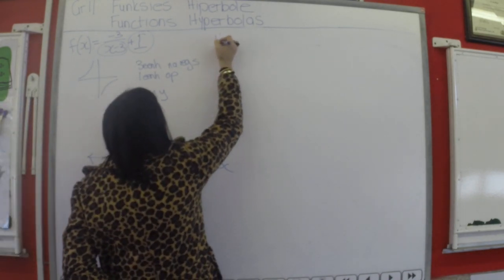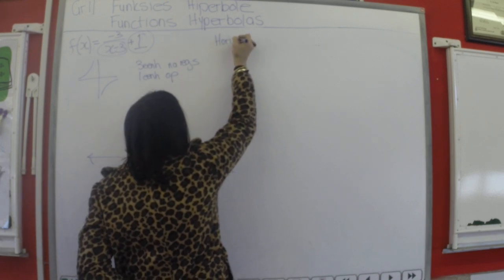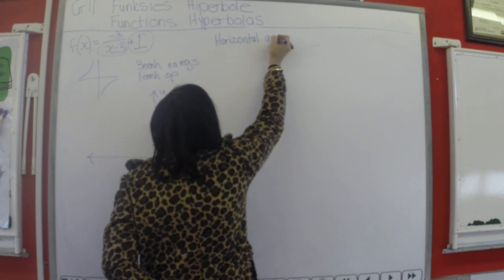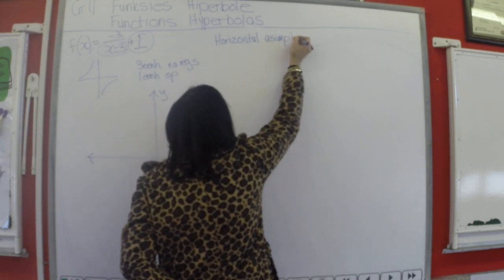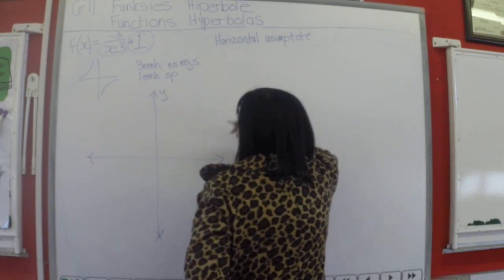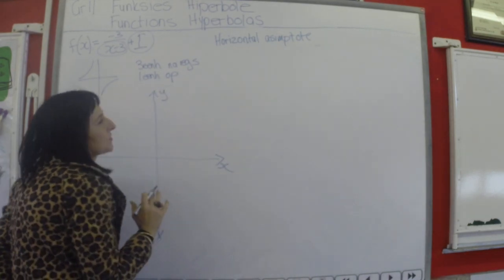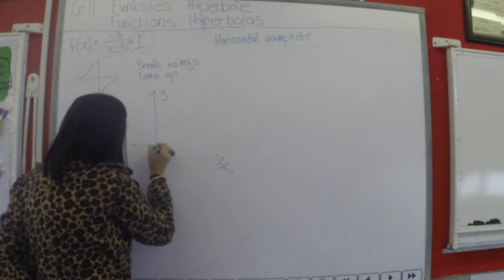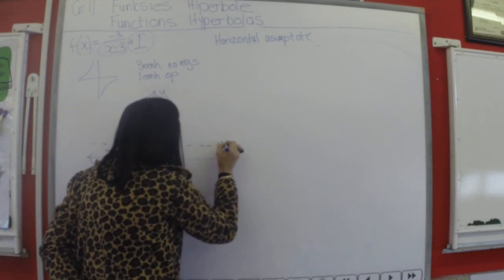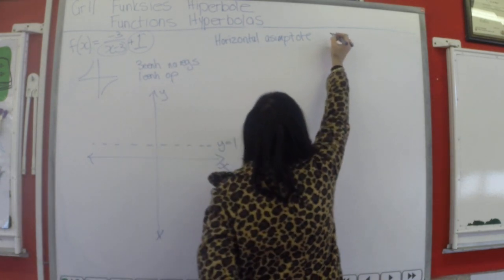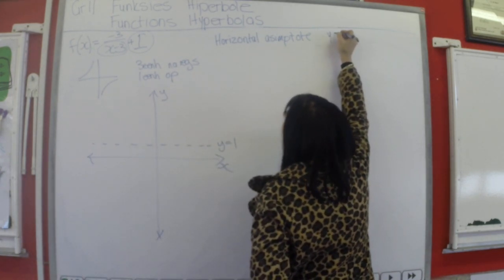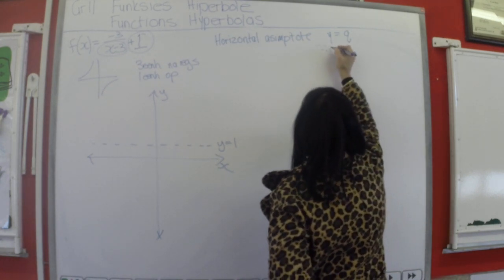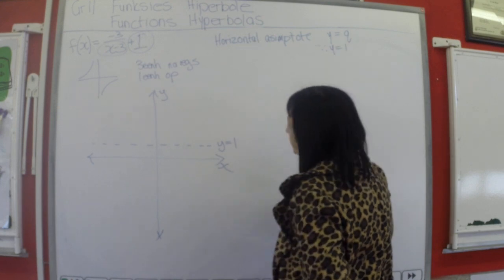So my horizontal asymptote will always be the line that shifts it up or down. So, dit gaan wees, y is gelyk aan 1. And that will always be y equals q in my standard equation. Therefore, it's y equals plus 1.